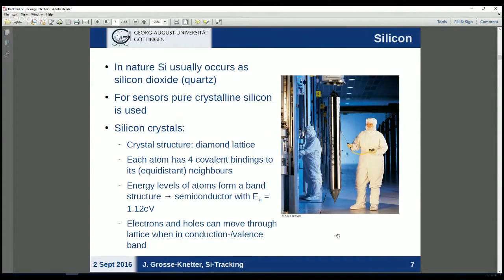If not, feel free to ask. So I assume some basic semiconductor knowledge will be there.